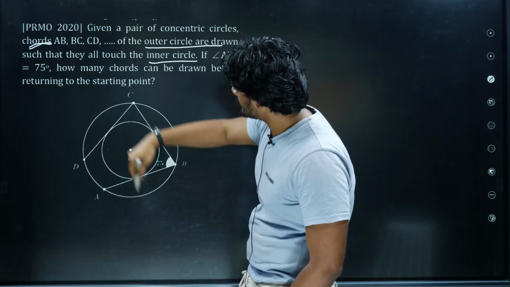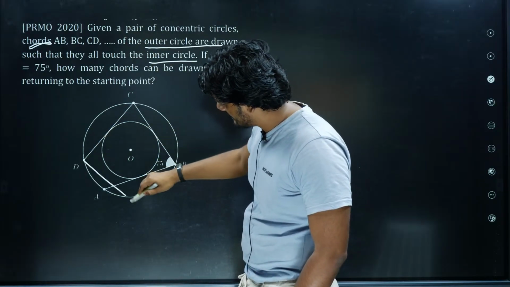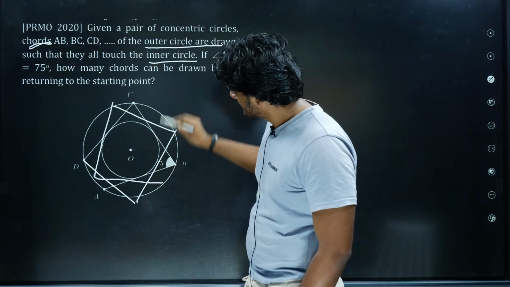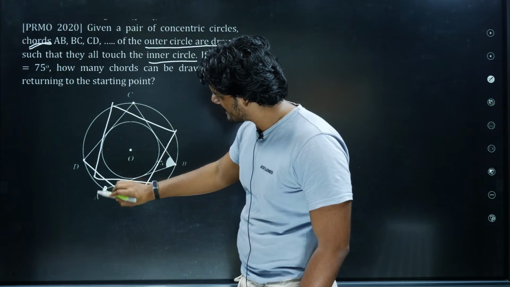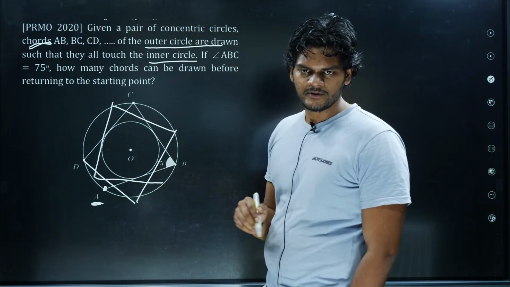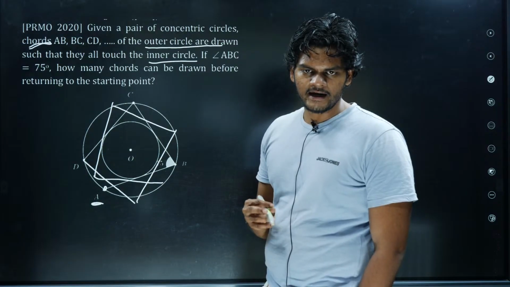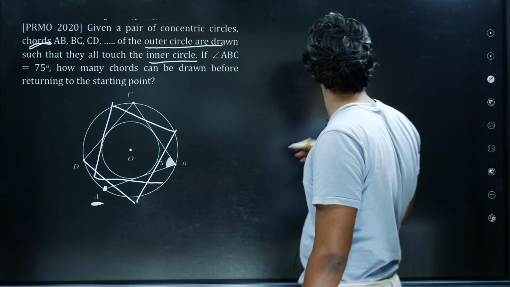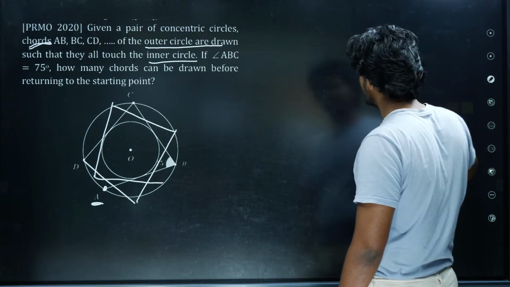So if we keep on continuing, if I draw a DE and EF and this and this, when would it end up back at A? That is the question. When would it end up back at A? Sir, can you give time for this question as well? Yeah, sure. Of course, I'll give time.